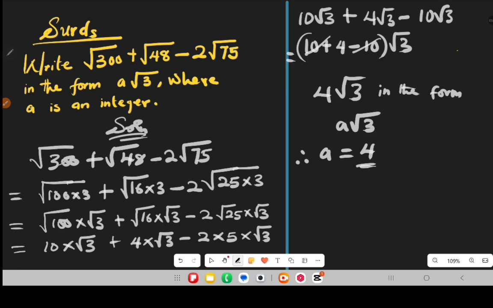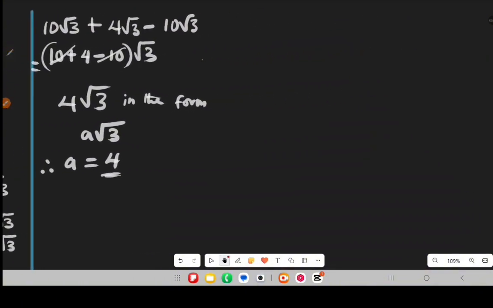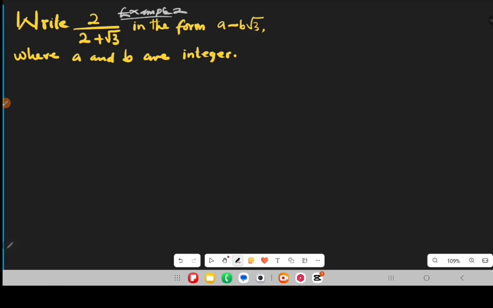Now we take another example. We call this first one example 1, and we take example 2. Now we take the second example. We say solution. We write 2 all over 2 plus root 3.